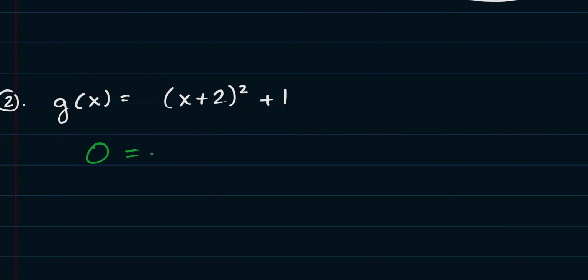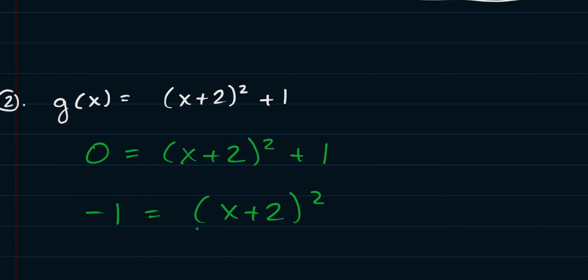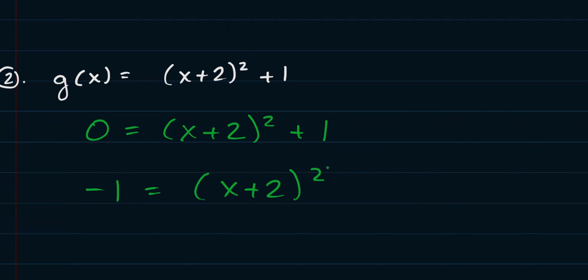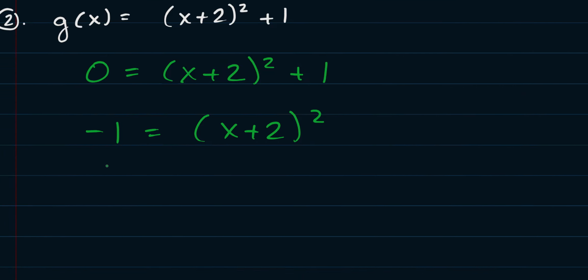Because if we just set it equal to 0, and then we move the 1 over, we can just take the square root of both sides because I have something being squared. So if I take the square root, I get the square root of -1 is x plus 2, plus or minus in the front, remember, whenever we take a square root. And then you're going to see you have a problem. You can't take a square root of a negative number. So this actually has no solution.